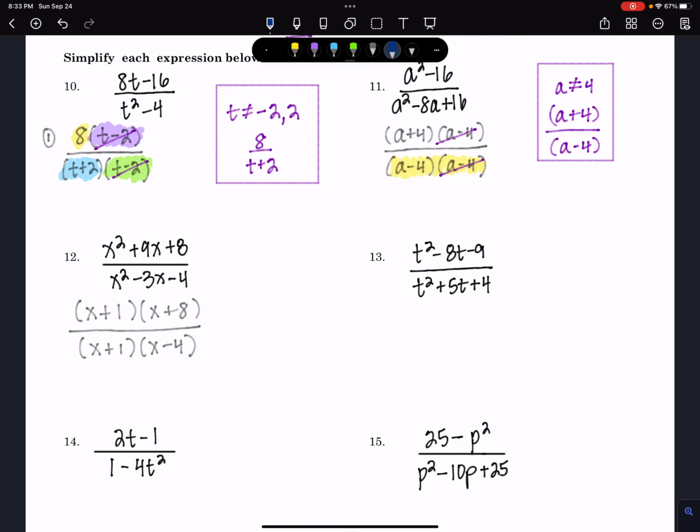Off to the side over here, I'm going to say that x cannot equal negative 1 and it can't equal positive 4. Then I'm going to look at the common factors. X plus 1 is in the numerator, x plus 1 is in the denominator. So I have x plus 8 over x minus 4. X plus 8 is a factor, x minus 4 is a factor. Those are not the same, so they don't cancel. Okay, you try number 13 and then come back when you're ready to reveal the answer.